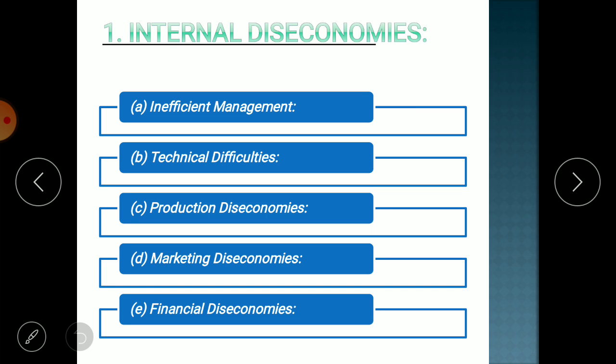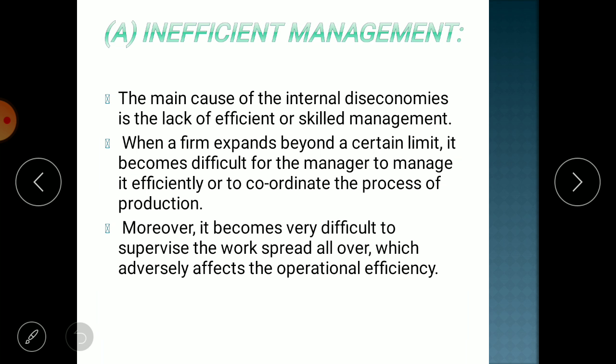Now, let us first of all discuss the internal diseconomies. There are five types of internal diseconomies, which are inefficient management, technical difficulties, production diseconomies, marketing diseconomies, and financial diseconomies. Now, let us understand in detail. The first one, inefficient management.